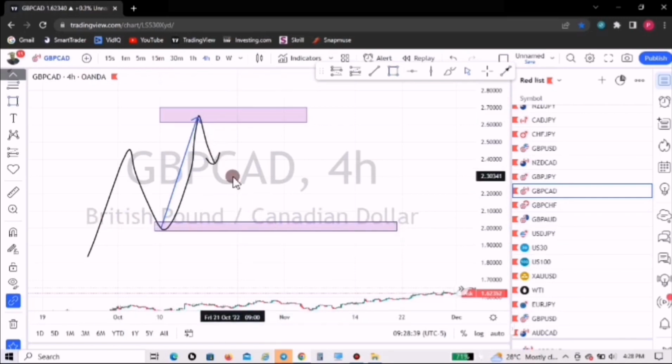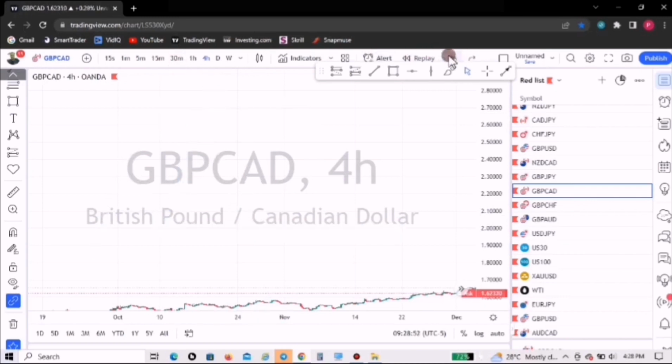Now you have your key levels, which are your areas of focus. If price closes above this, you buy. If price closes below this, you sell. Okay, let's look at the scenario on a downtrend.